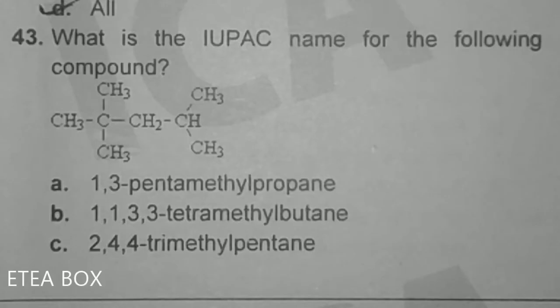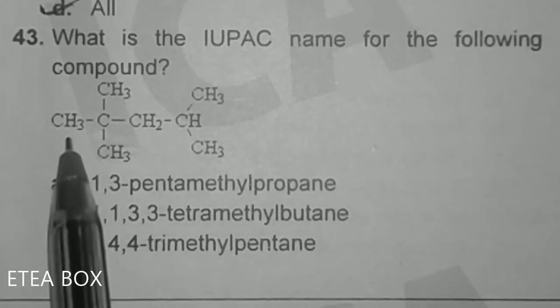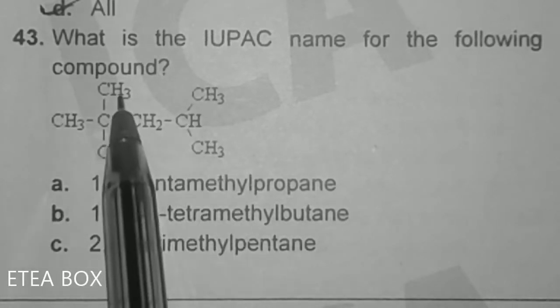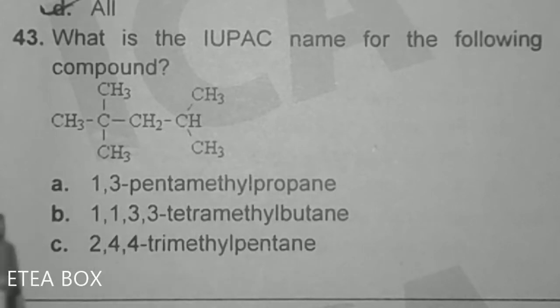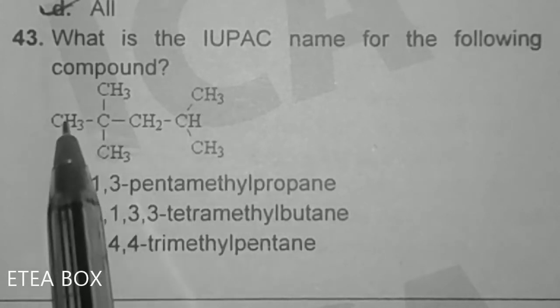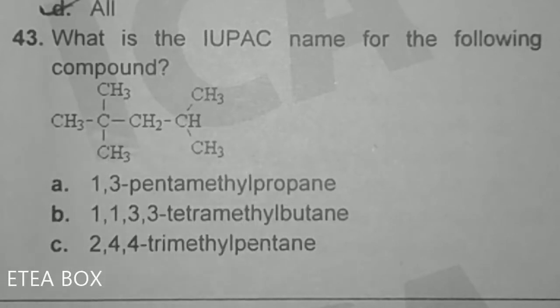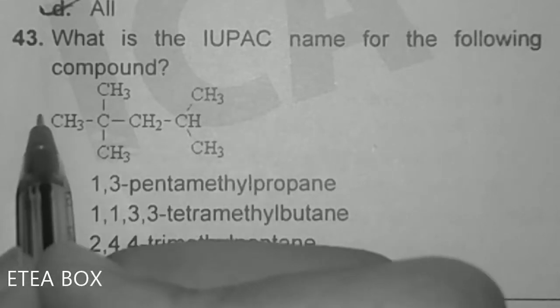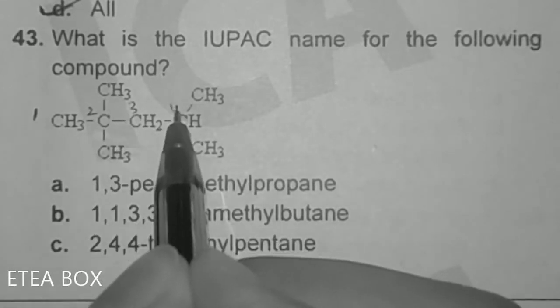What is the IUPAC name for the following compound? So first of all, select the longest continuous chain. Now look here, 1, 2, 3, 4, 5, and 1, 2, 3, 4, 5. So the longest chain must be 5 carbons. Now let's assign the numbers where the branching is greater. Look here, the branching is 2. I have selected this one carbon chain, and look here, the branching is 1 here, and here the branches are 2. So start from here, 1, 2, 3, 4 and 5.